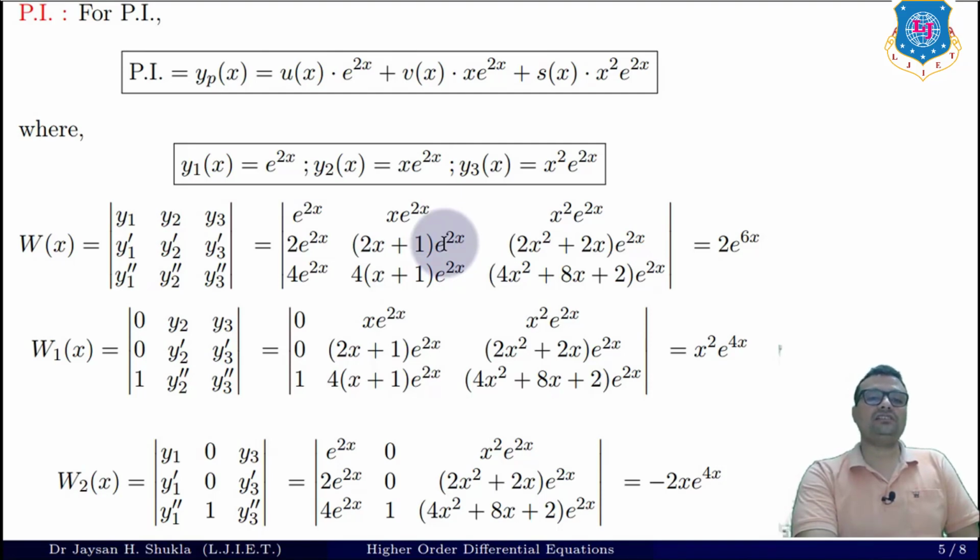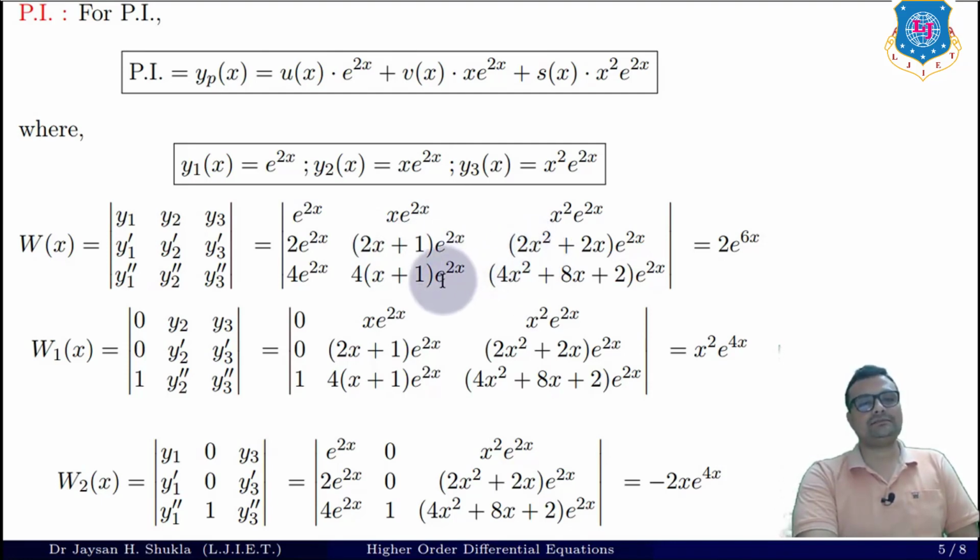Again differentiating this with respect to x. So it gives me derivative of this. By product rule I am taking derivative of this whole part. So first of all derivative of this, it gives me 2 into e raised to 2x plus (2x plus 1) into e raised to 2x. So if I take e raised to 2x outside, it will give me 4 times (x plus 1) e raised to 2x.